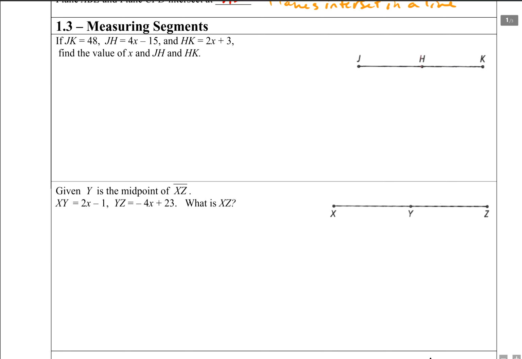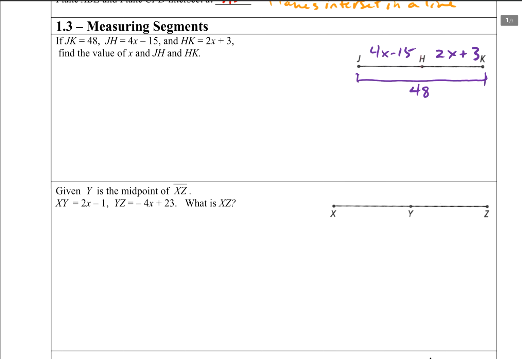Okay, we are told that length JK is 48. First thing I do is I label my graph. I know that is 48 units long there. And length of JH is 4x minus 15, and length of HK is 2x plus 3. I want to find the values of x, the length of JH, and the length of HK.